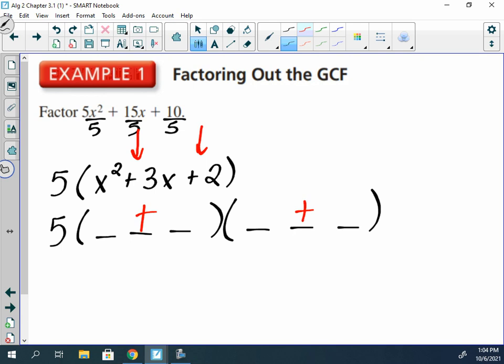Now, the other part of it was if the constant term is negative, the signs are opposite. Because for me to get a negative number with multiplication, one has to be positive and the other has to be negative. That's the only setup we have. Okay, so that takes care of steps 1 and 2, and that brings us to step 4. Find the factors of the first and third term.